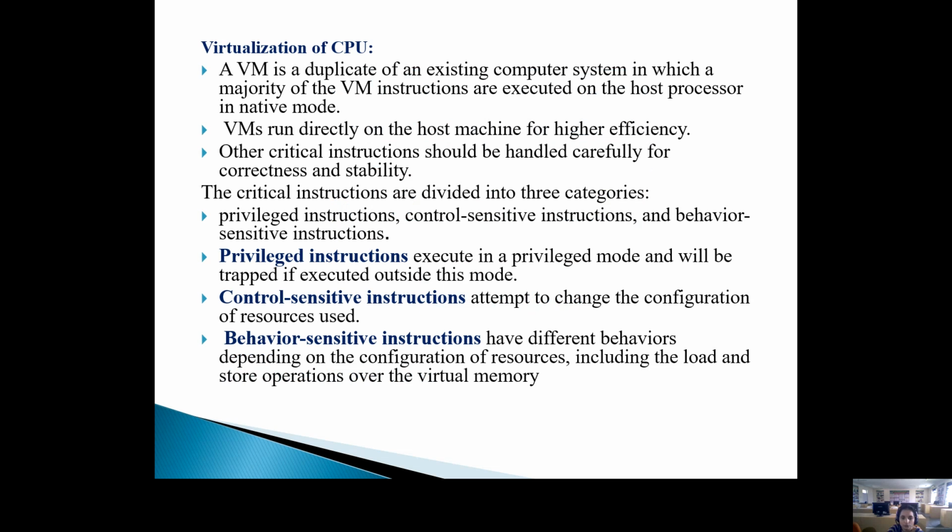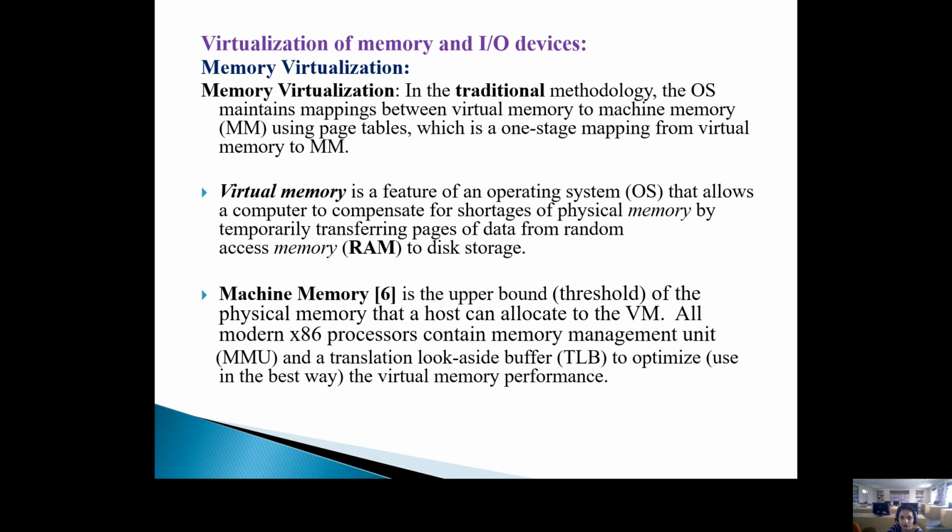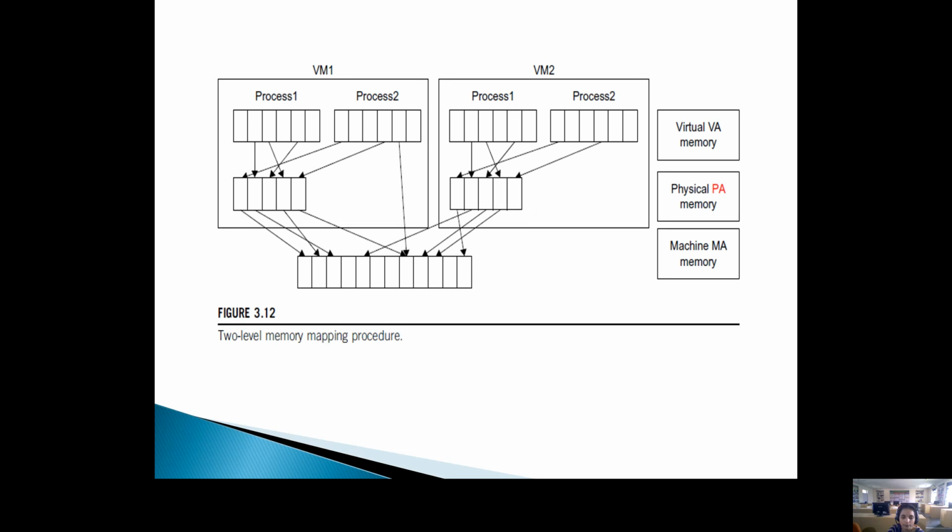Next, coming to virtualization of memory and input output devices. So what is meant by memory virtualization? I just discussed this in virtual memory. I have this diagram, which is the main diagram of virtual memory, and I am going to explain it. In these virtual machines, here we have the virtual memory, VA, the physical memory, PA, and the machine memory, MA. VA, PA, MA.